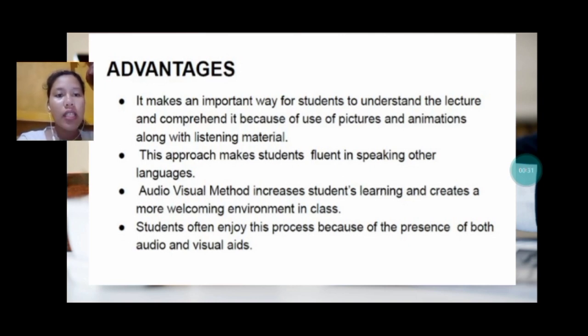Second, this approach makes students fluent in speaking other languages. Third, audiovisual method increases students' learning and creates a more welcoming environment in class. Fourth, the students often enjoy this process because of the presence of both audio and visual aids.